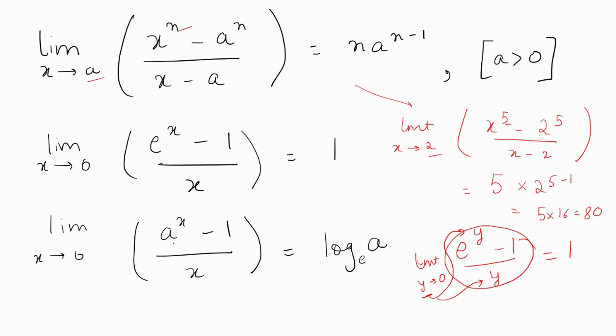All right, same thing goes over here. Now a is any number, 2, 3, 4, whatever. If that is to the power x, where x is the variable, that is, a to the power x minus 1 by x, then I can write this as log a. So if a is 2, you can write log 2 directly. Okay, so these three formulas are very important. You need to know them if you want to solve the sums.